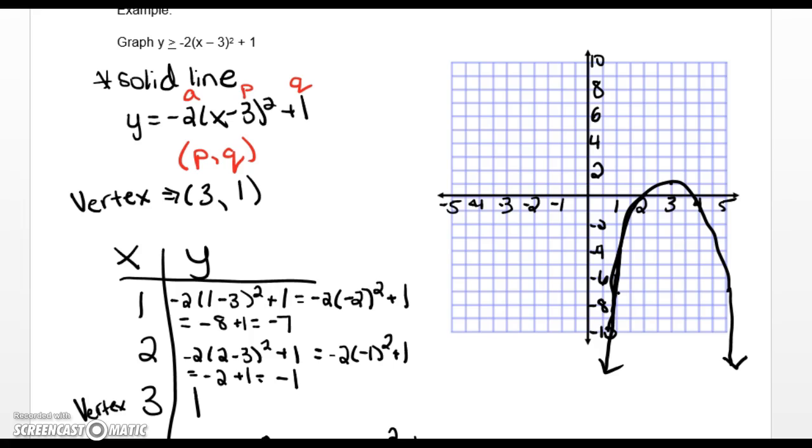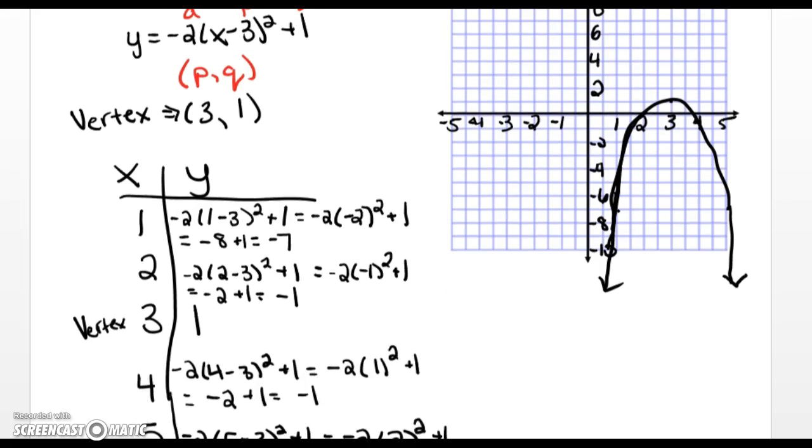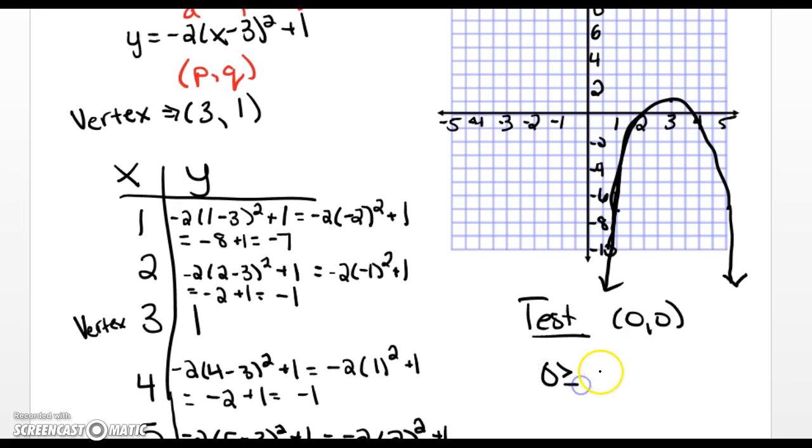So then our last step here is to figure out where we're shading. To do that, you're going to use your test point. To choose your test point, you can really choose any point that your heart desires, but we like to keep things easy in math. So if you can, you're going to choose the point 0, 0 and plug it into your inequality. So we're going to test 0, 0. You're going to put in 0 for x, 0 for y. So you would have 0 is greater than or equal to negative 2 times 0 minus 3 squared plus 1.